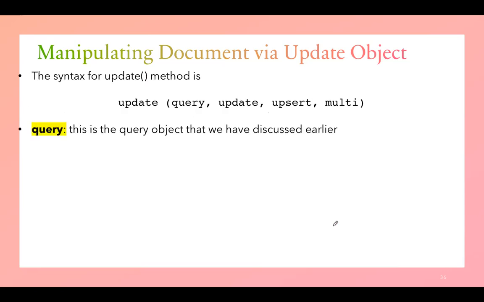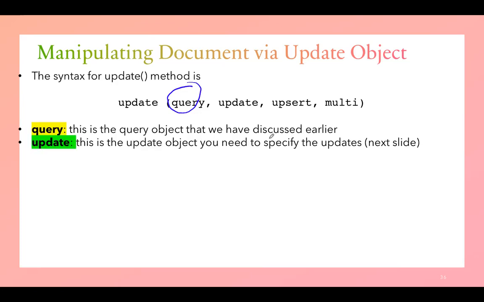So what is the query part of this? This is the query object that we have discussed earlier. You know what a query object is. You just specify the conditions on your fields, whether salary should be greater than 1,000, whether you're looking for entries that are within a set of cities, and so on and so forth. Update is the update object where you specify the updates. We'll talk about that in the next slide, okay?